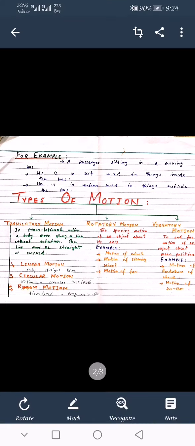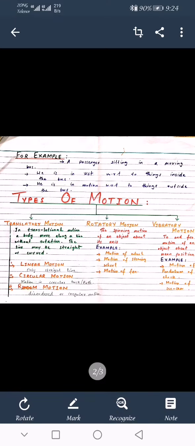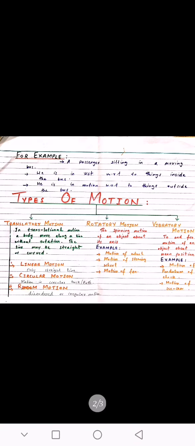The third one is the random motion. The disordered or irregular motion of an object is called random motion. For example, the motion of insects, the motion of dust particles, the motion of birds in air. Similarly, there are many examples of random motion in our daily life.